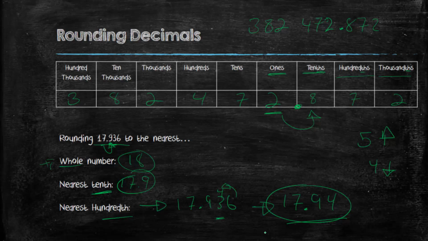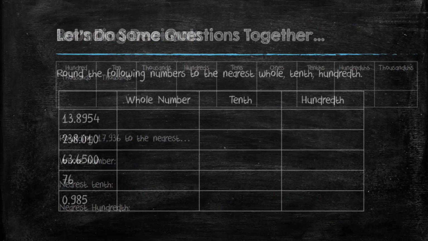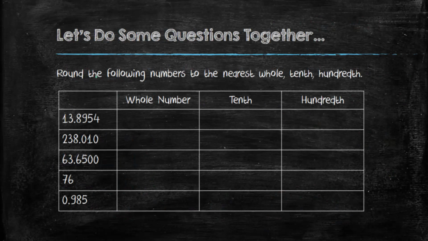Okay, let's do a few more so we can really solidify our learning. So we've got a whole bunch of numbers here. Round the following numbers to the nearest whole, tenth, and hundredths. So whole number, we look at the 8 because that's the right of the whole number. 8 is over 5, so this becomes 14. If it's to the closest tenth, this is the tenths number, so we look at the 9. 9 is greater than 5, so we change the 8 to a 9. So this becomes 13.9.